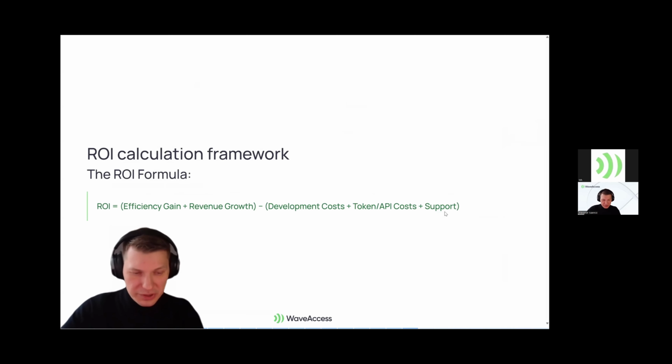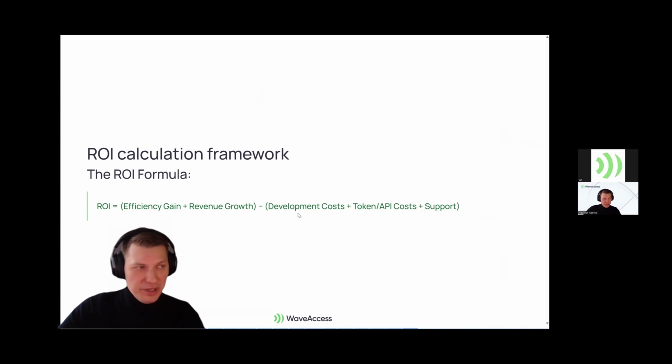And our formula is we calculate what is the efficiency gain of the task or revenue growth. So sometimes there is no revenue growth, there is only efficiency gain. Sometimes there is no efficiency gain, there is revenue growth. It depends on the task. Either you implement some sort of new service for the customer, or you optimize the internal process. It will be either one or the second or both. And we subtract all the development cost of the task.